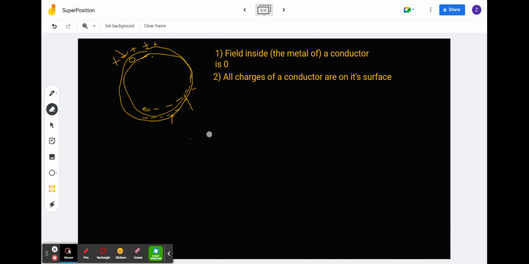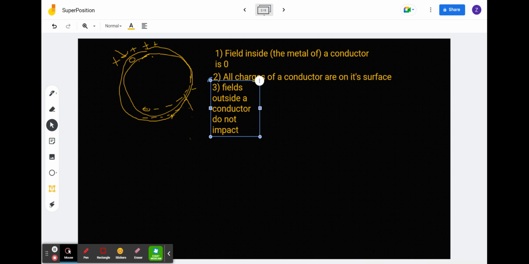So you can basically treat it like a room, as I said before, where the outside charges absolutely do not impact what goes on inside. Right, so fields outside a conductor do not impact fields in the space enclosed by a conductor.